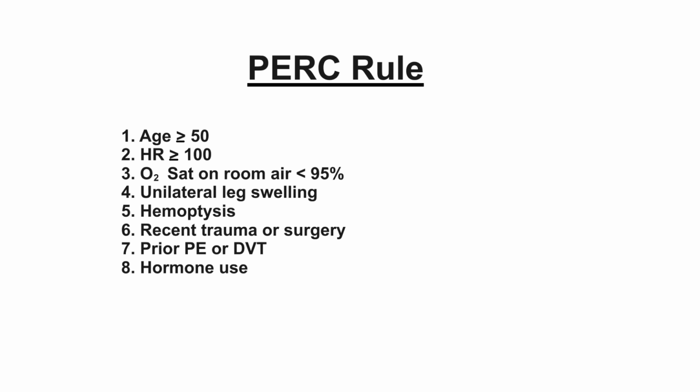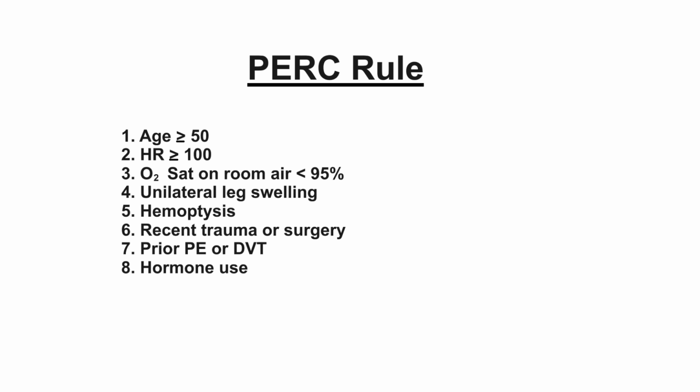So let's go through these really quickly. First of all, you have to decide that this is a low-risk patient before you start applying the PERC rules. Second of all, the PERC rules are rule-out criteria. If they're PERC positive, that doesn't mean that they have a PE. You just can't rule them out with the PERC rules. Number 1 is age greater than or equal to 50. Number 2 is a heart rate greater than or equal to 100.